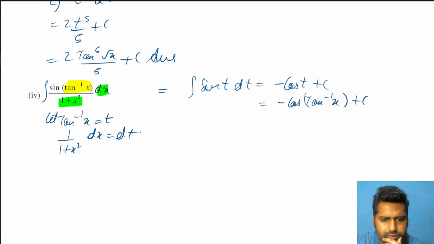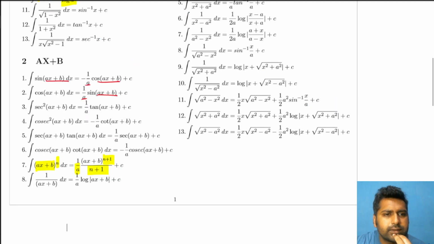We have the property. One second. I think it's time now. This one. The 4 results now. It's time to discuss this. Ax plus b we have already discussed.